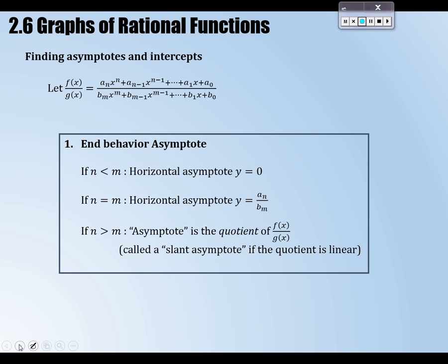Then we have a horizontal asymptote of y equals 0. And I know you know these first two because, like you demonstrated in the warm-up today, you do. So if n is less than m, we have a horizontal asymptote y equals 0. That is, if we have like 2x minus 1 over, I don't know, x squared minus 5 or something, then we have a horizontal asymptote y equals 0.